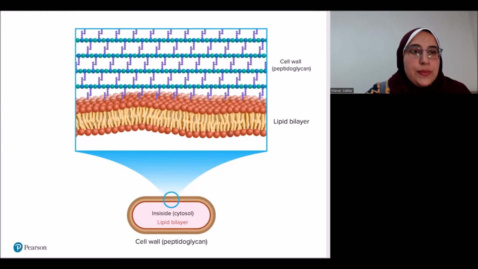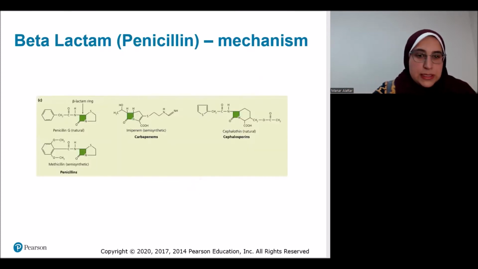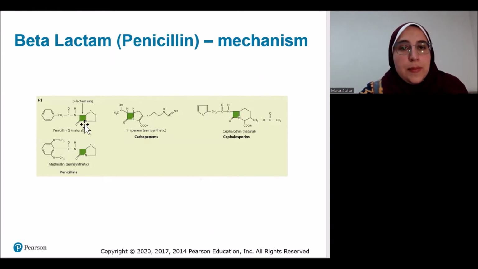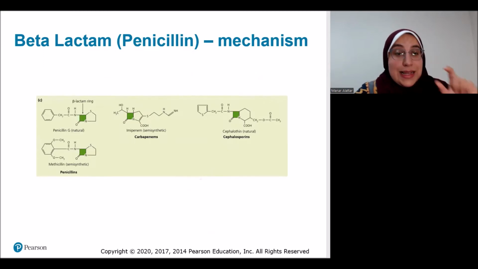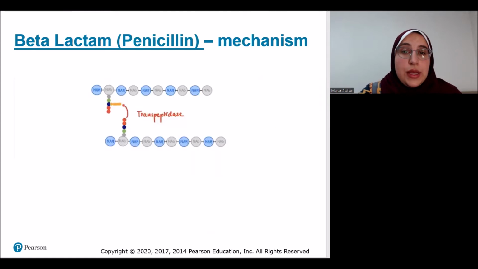So here we go. The first is the beta-lactams. Specifically, the example that we're using is penicillin, but all of the beta-lactams have this beta-lactam ring that you can see here and here and here and here. And what that ring does is it actually interacts with the enzyme that forms those linkages between the various layers within the peptidoglycan cell wall. And so here it's a transpeptidase.